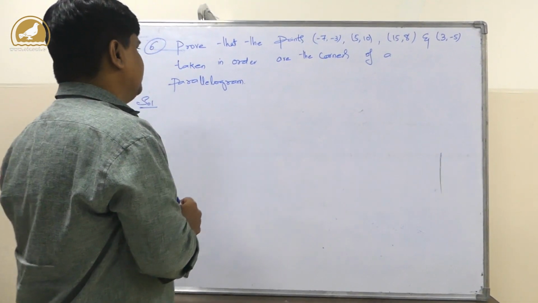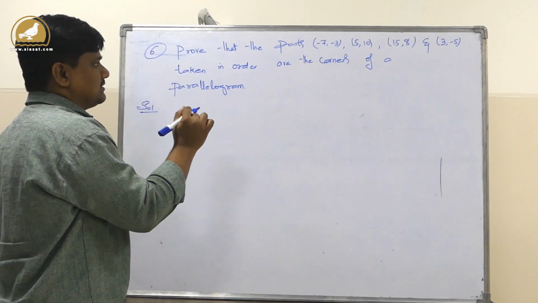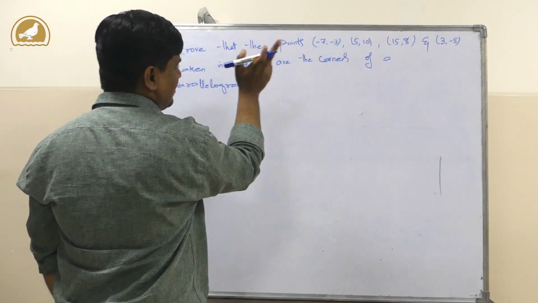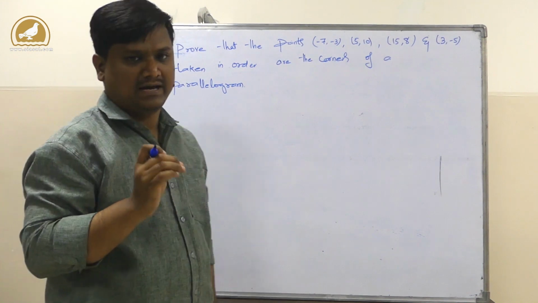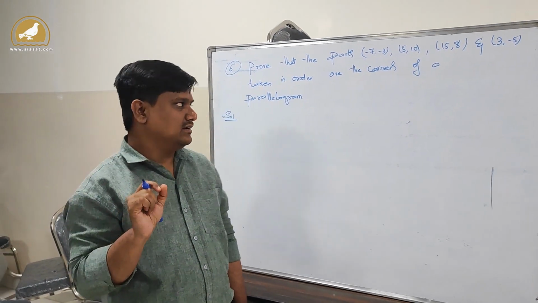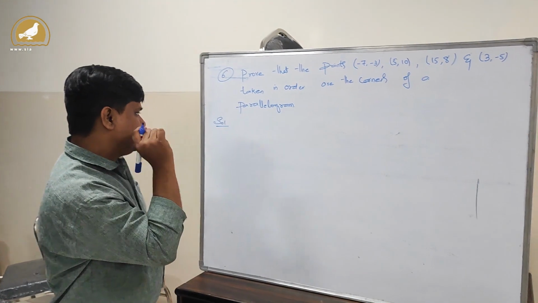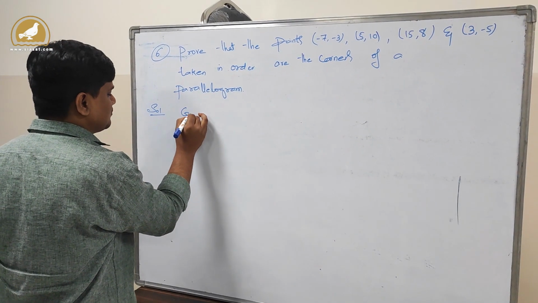In this question, they gave 4 points. Prove that the points so and so, taken in order, are the corners of a parallelogram. So first we need to understand what this question is saying. First they have given 4 points, so we'll write those 4 points.